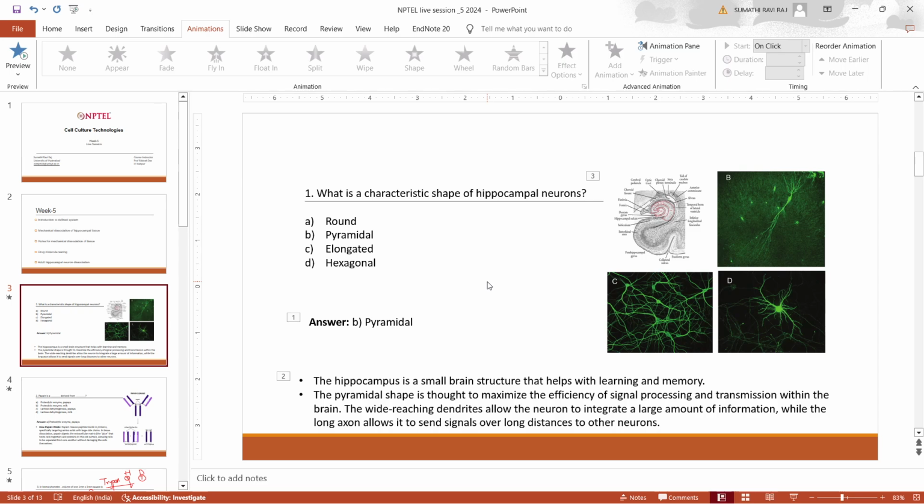So, what is the characteristic shape of hippocampal neurons? It is your pyramidal shape. They have the particular structure for learning and to maximize the efficiency of signal processing. They help in learning and memory.